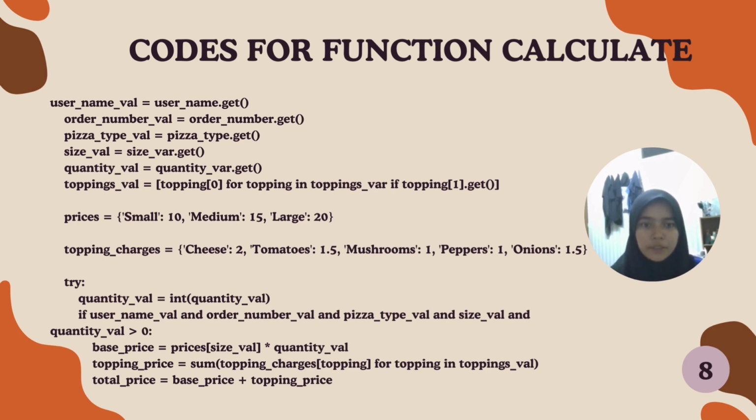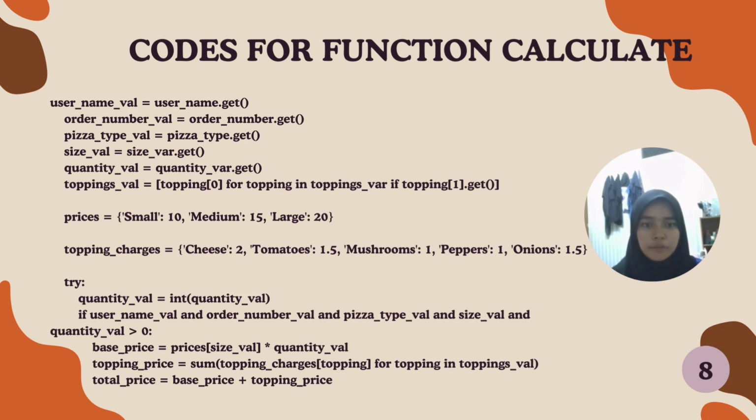From line 9 to line 11, for price, small is 10 ringgit, medium 15 ringgit, and large 20 ringgit. For the toppings, there is a charge: for cheese 2 ringgit, tomato 1 ringgit 15 cents, mushroom 1 ringgit, peppers 1 ringgit, and onion 1 ringgit 15 cents. This section checks if all required fields are filled and if the quantity is a positive integer. If any condition is not met, we handle the corresponding error.